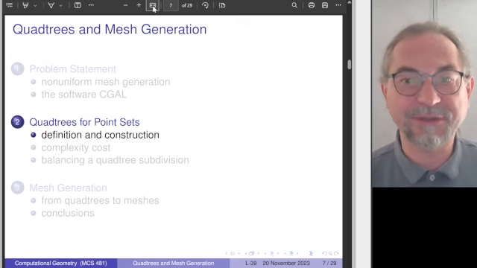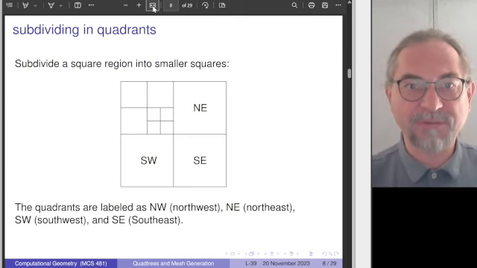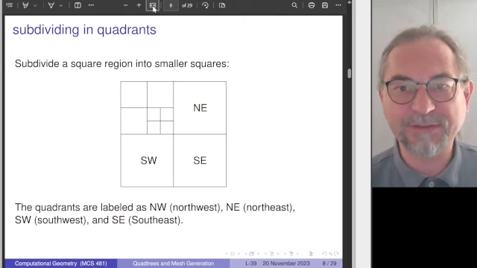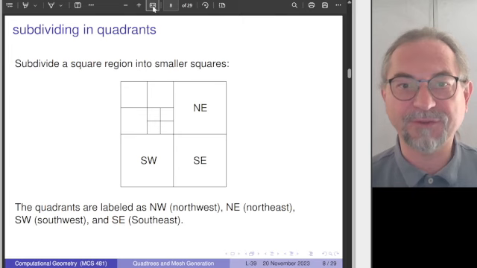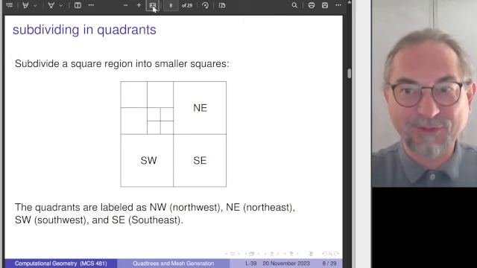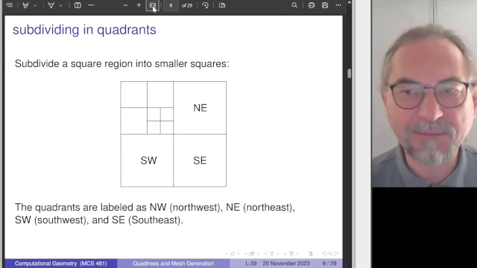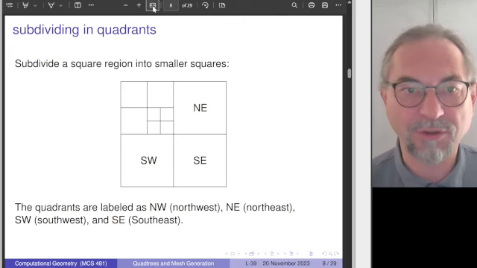Let's now go to the definition. What is actually a quadtree? The name quad comes from the quadrants. In the plane we have 4 quadrants, which we label the northwest, the northeast, the southwest, and the southeast. So this is a subdivision of a square region into smaller squares. We always talked about rectangular boxes, so you can also see this in a more general sense. You could stretch the square into rectangular boxes, and then the quadrants would also be rectangular. But for simplicity we stick to square regions that are subdivided into smaller squares.